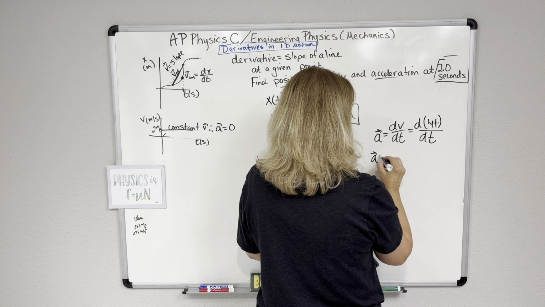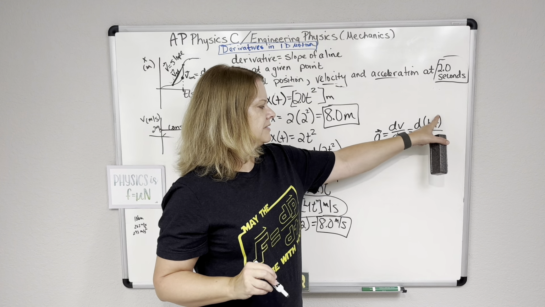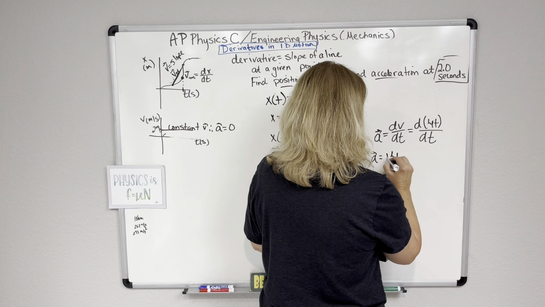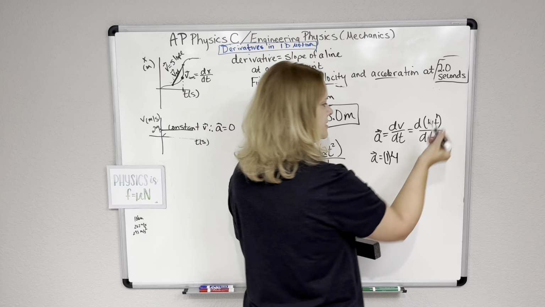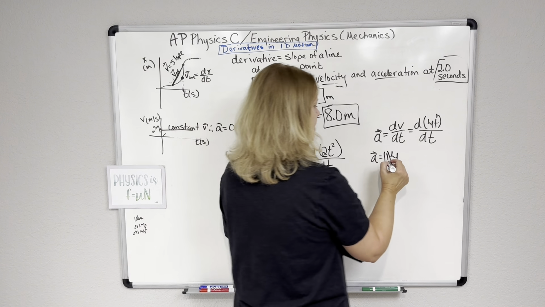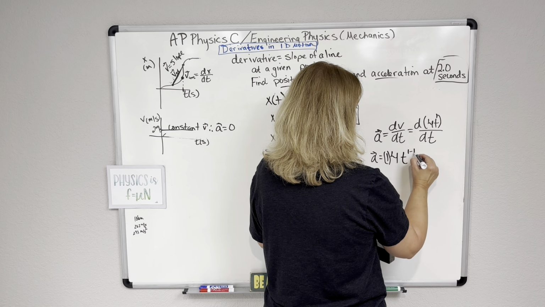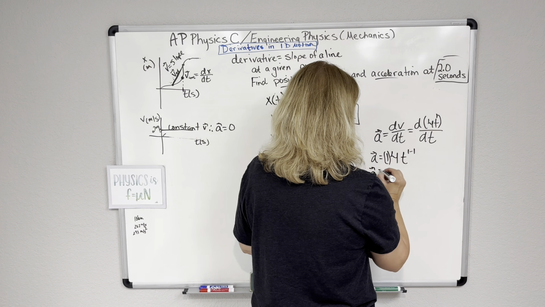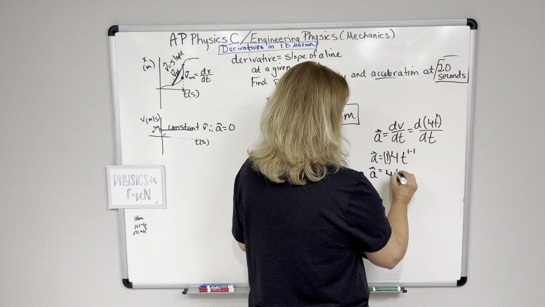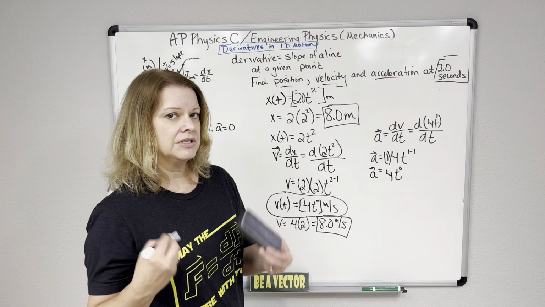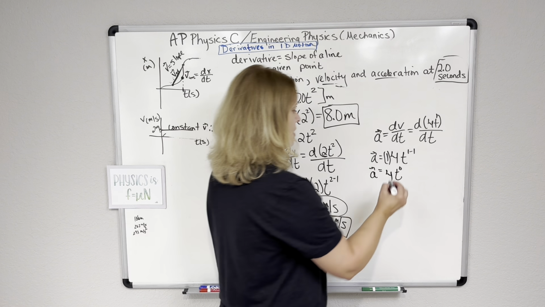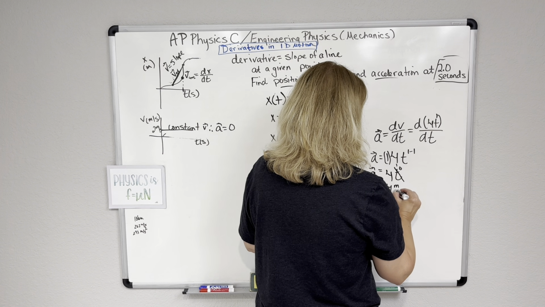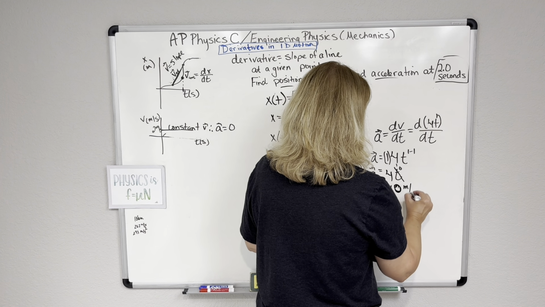All right, so here we go. That is 4t to the 1. The derivative of that is going to be, I'm going to bring that 1 down, the exponent, because that's like saying t to the first power. Bring that 1 down times 4, and then I'm going to subtract 1 from that exponent, and my acceleration ends up being 4 times t to the 0, which we know is just equal to 1. So your acceleration is going to be 4.0 meters per second squared.